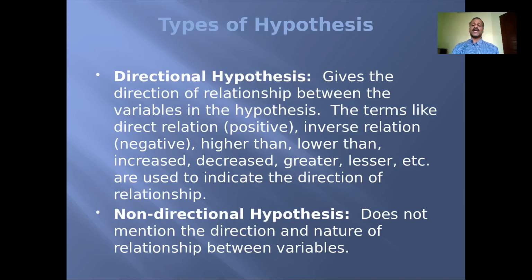There are non-directional hypotheses also. This does not mention the direction of the relationship. We will say that there is a significant relationship between height and weight. There is a significant relationship between smoking and lung cancer. We are not saying whether it increases or decreases. We only mention that there is a significant relationship between these two variables. These are the non-directional hypotheses, which do not mention the direction and nature of the relationship between variables.